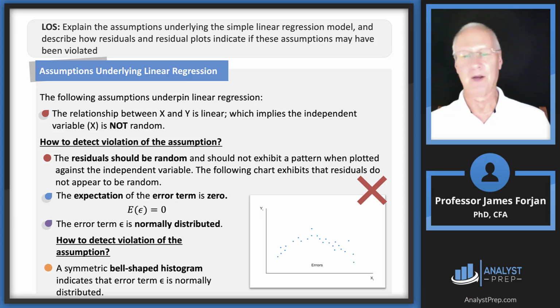So we have a big old X over here. Look at those residuals, or the error terms. They clearly have a pattern, right? Looks like a big old mountain there. So that's a pattern, and that would be a violation of that initial assumption.